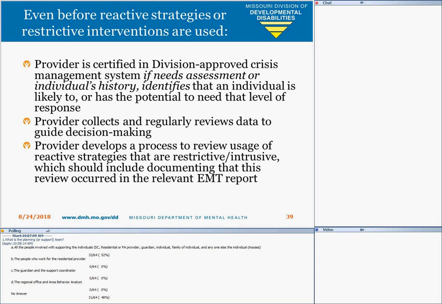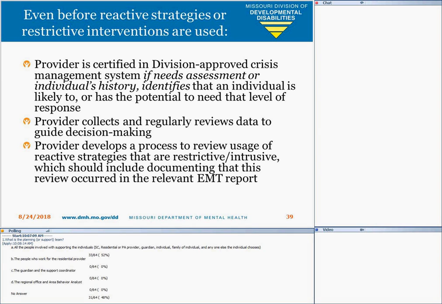So again, before the reactive strategies are used, the provider should have staff trained in a division-approved crisis management system if a needs assessment or the individual's history identifies that an individual is likely to or has the potential to need that level of intervention or physical intervention to prevent dangerous behaviors.